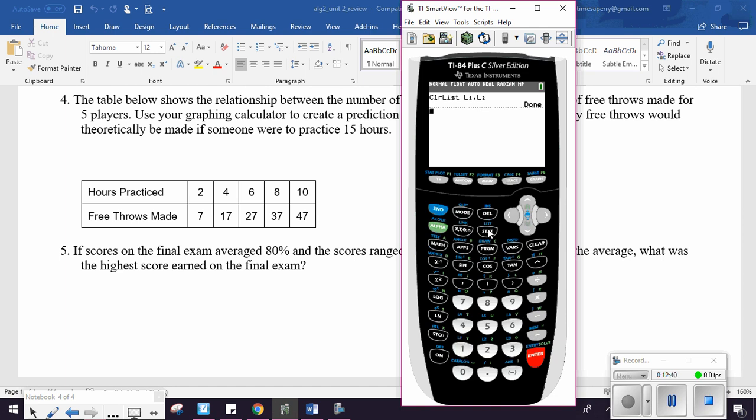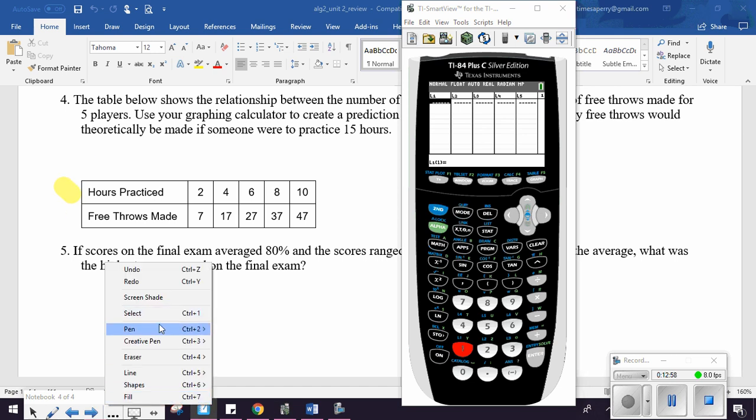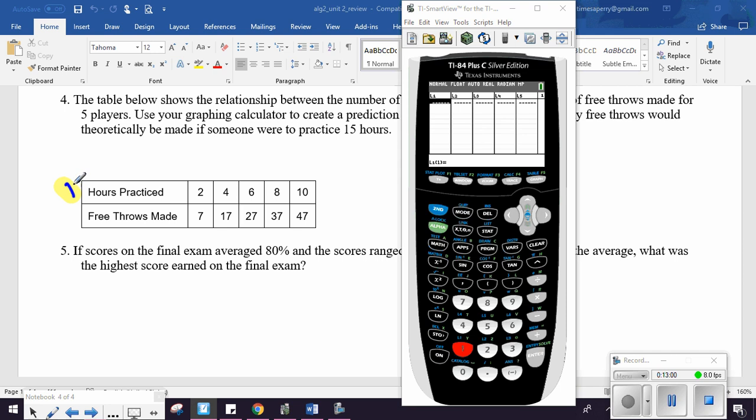Now we can enter our data. So go to stat, edit, to enter your x's and your y's. So hours practice is going to be our x's, and free throws made is going to be our y's. So our x's are going in L1 and our y's are going in L2. Just make that a habit and it makes things easier in the long run.